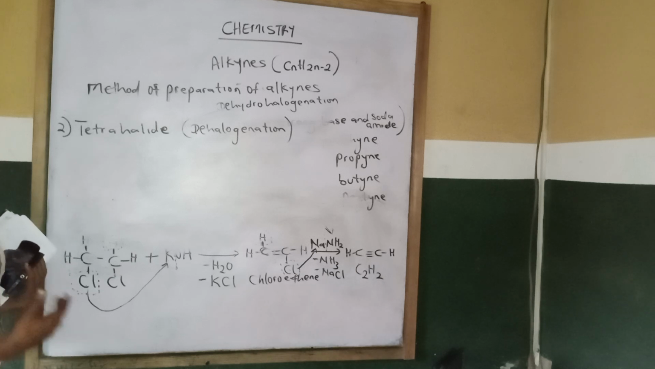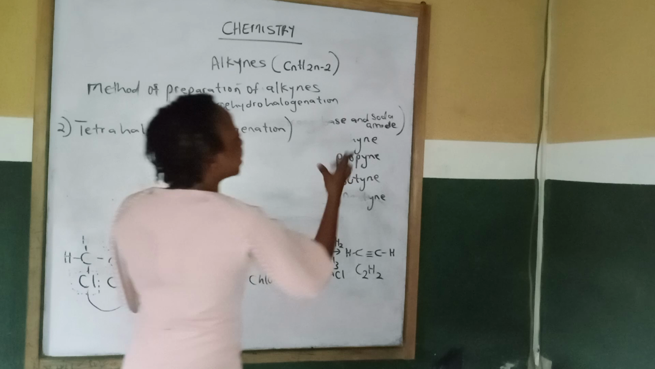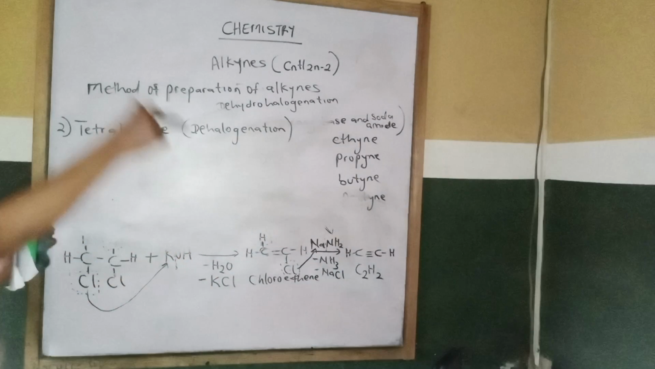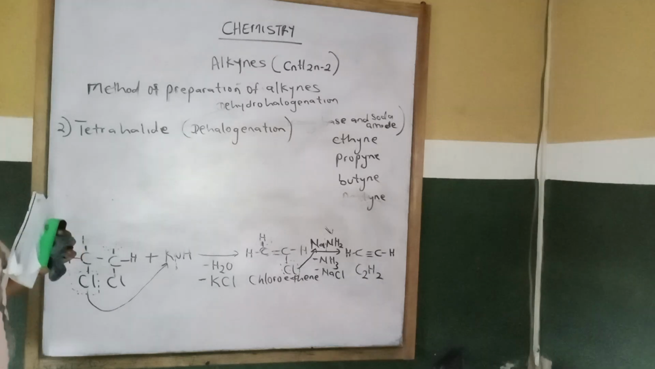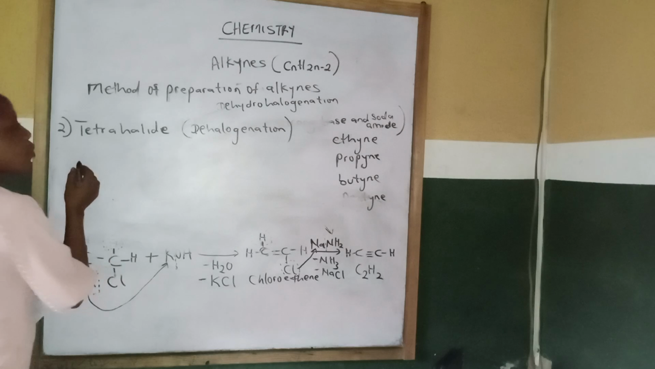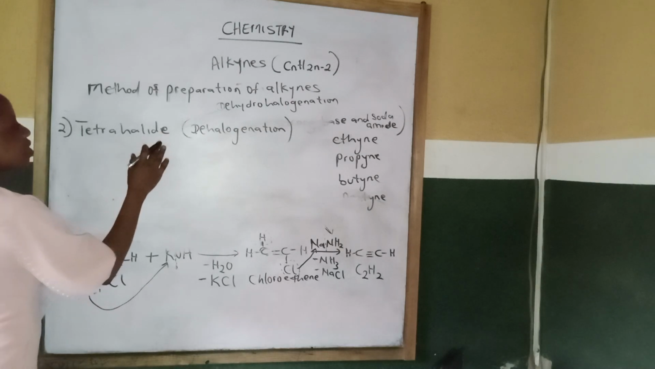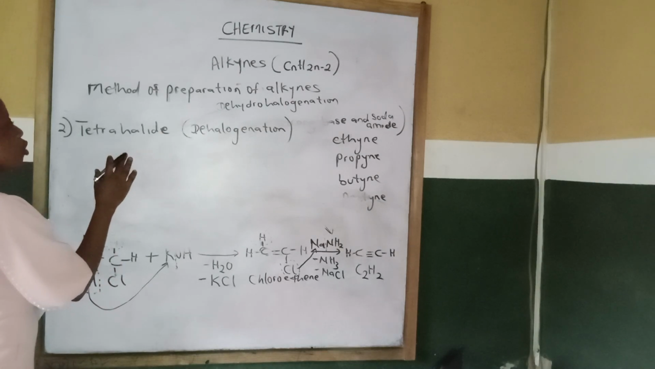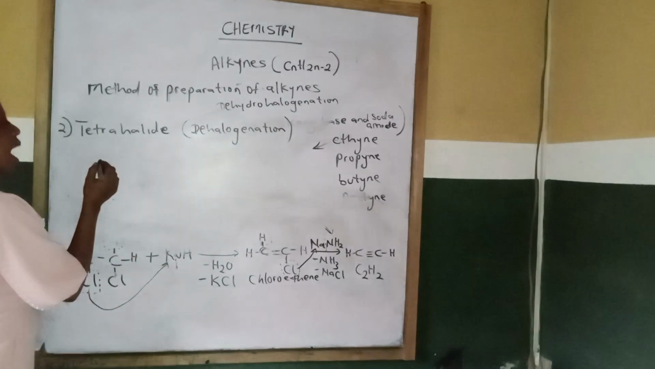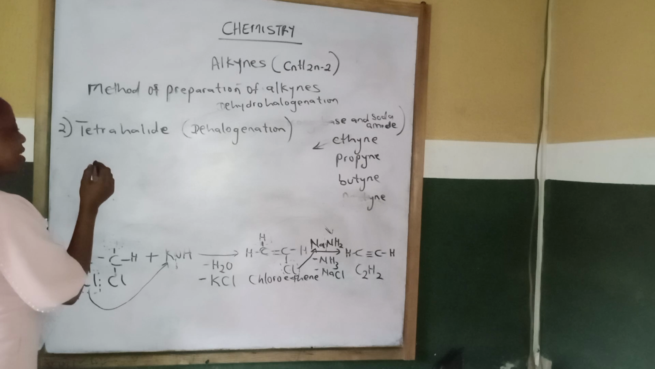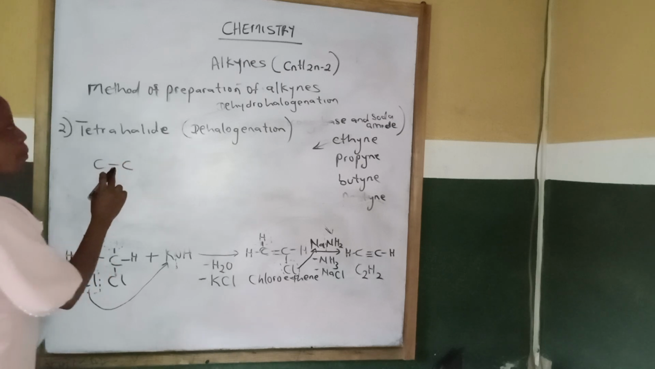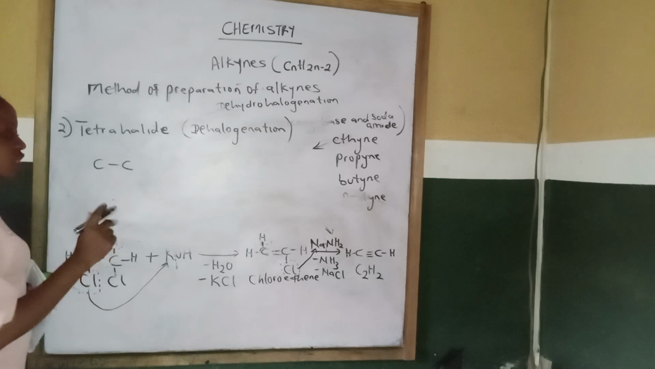So what I mean by corresponding alkane is that if you want to prepare ethyne, you use what? You use ethane as a corresponding alkane. If you want to prepare ethyne, you use ethane. So I'm going to add four halogen atoms to the corresponding alkane, that is ethane. So ethane is the second member of alkane with single bond. Then add four halogen atoms.